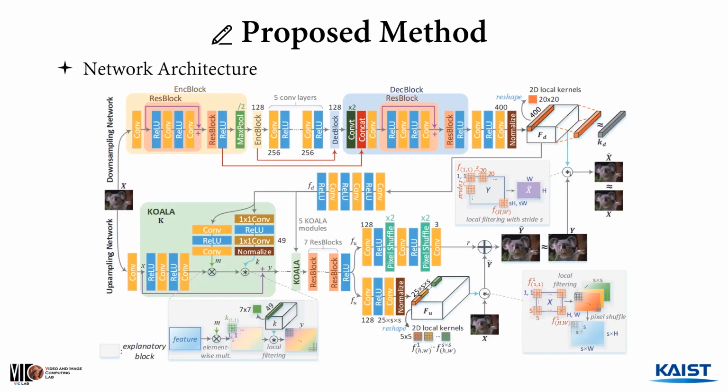This is our full network design, containing a downsampling network at the top and an upsampling network at the bottom with the proposed KOALA modules. Both networks predict spatially variant local kernels, and the estimated degradation kernels are fed into the KOALA modules to be used for a degradation-aware SR. Hyeonjun will now go over the details.